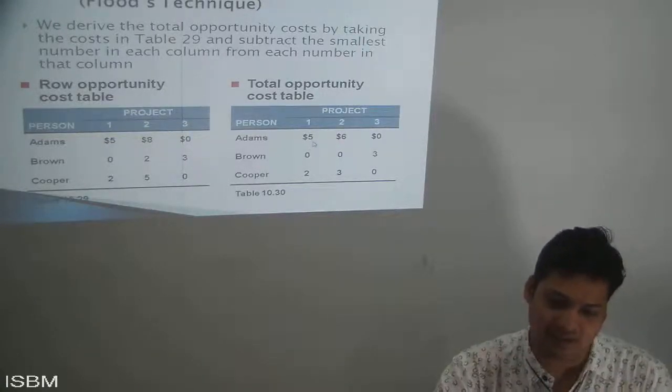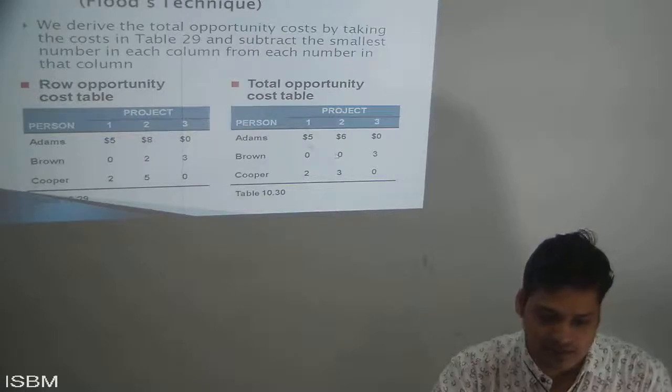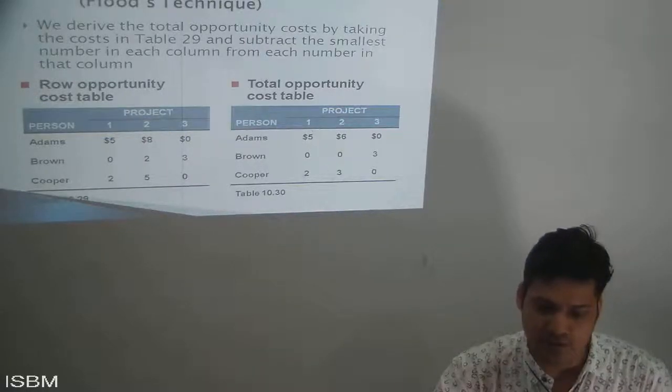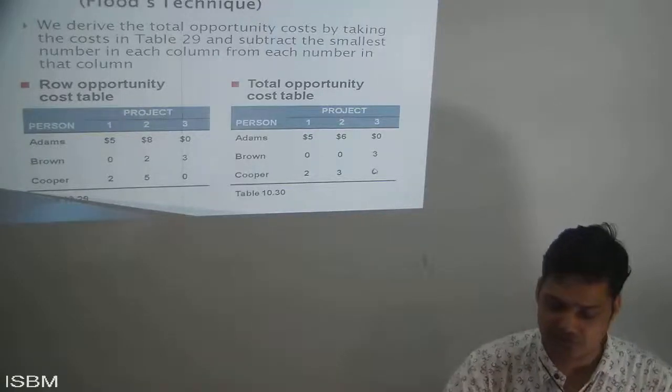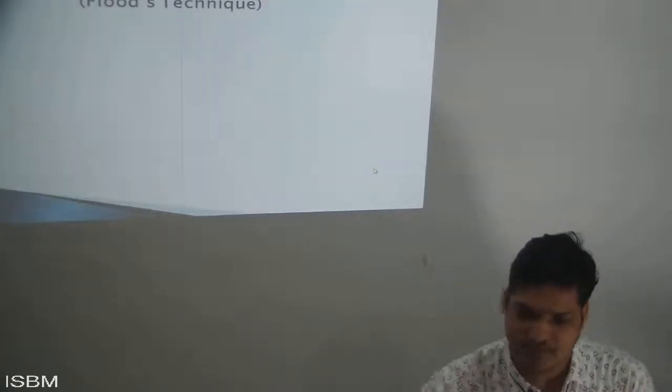So now the new total opportunity cost table becomes 5, 6, 0, 0, 0, 3 and 2, 3, 0. Now next.